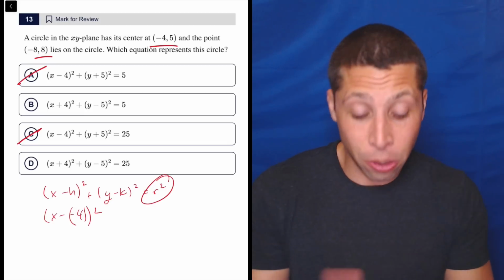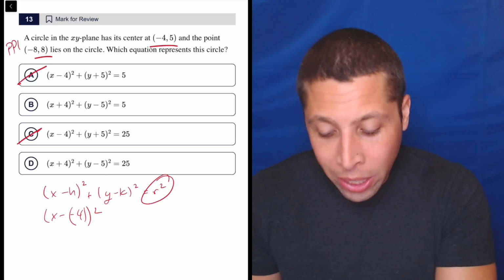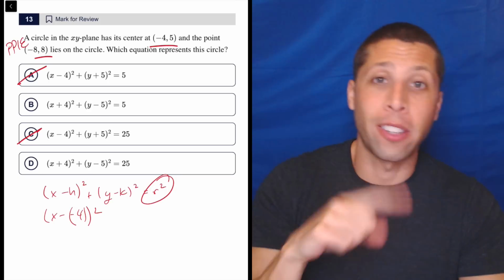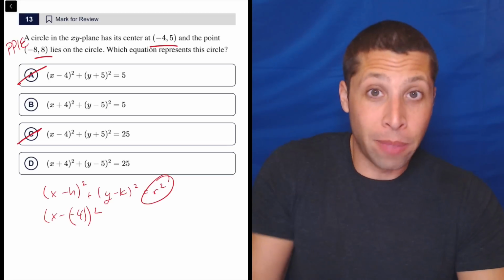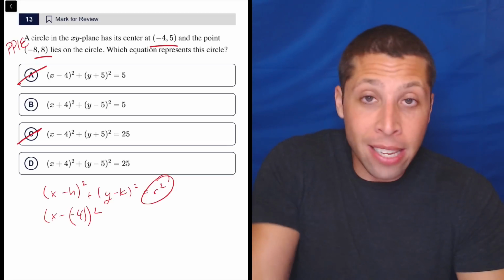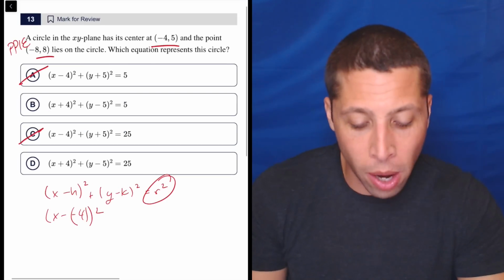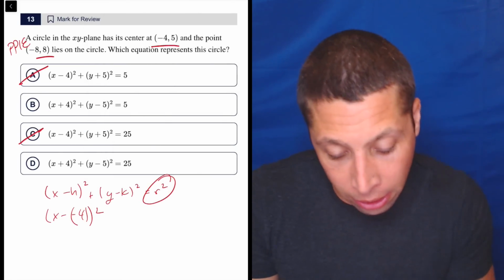Now, what we're just going to do here is plug points into equations. We didn't plug the center into the x and y because the x and y are all the points on the outside of the circle. But that's what we're given, right? The negative 8, 8 is on the outside of the circle, on the circumference. So we can plug that one in for the x and y and see what happens. Let's do that in green here.